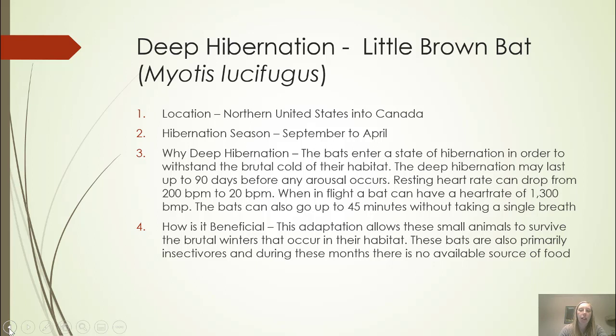The resting heart rate of the bat can drop from about 200 BPM to about 20 beats per minute. Typically in flight, a bat can have a heart rate of up to 1,300 beats per minute. So there's a very large difference between an active flying bat and a hibernating bat. At this time, bats can also go up to 45 minutes without taking a single breath. This is beneficial because it allows the animals to survive the brutal winters that occur in the habitat.